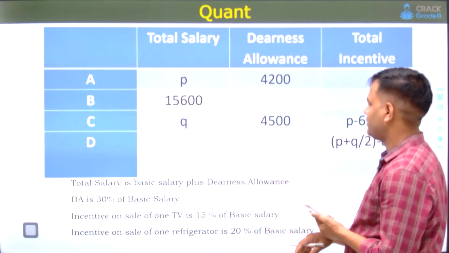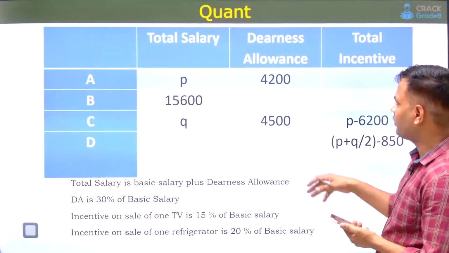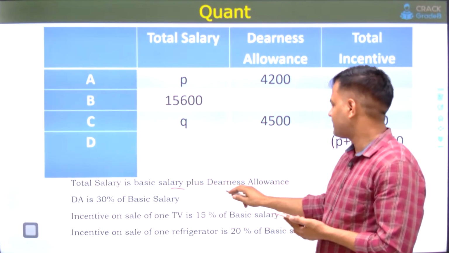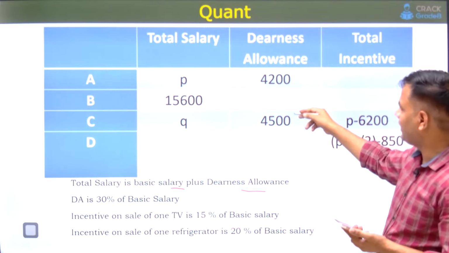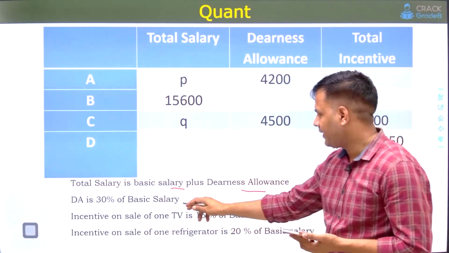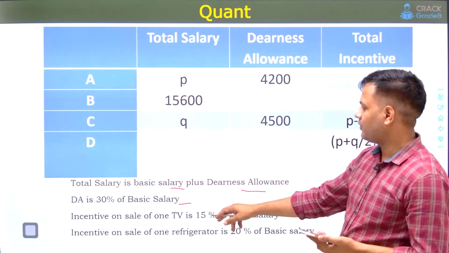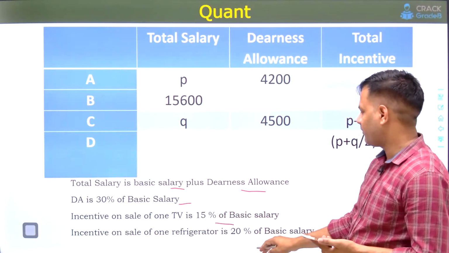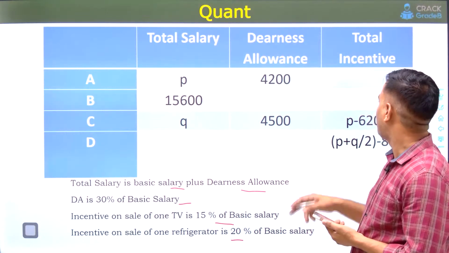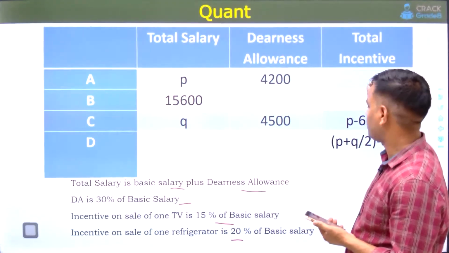DI, it was an easy DI. Simply total salary was given, basic salary plus DA. DA is 30% of basic salary. It was mentioned that the incentive on sale of one TV was 15% of basic pay, and for a refrigerator 20% of the basic pay. And this incentive was the total incentive.